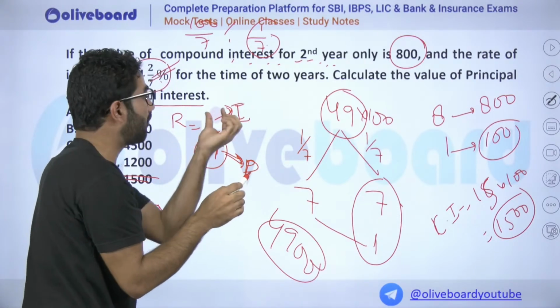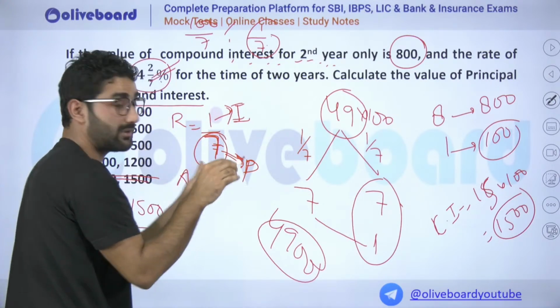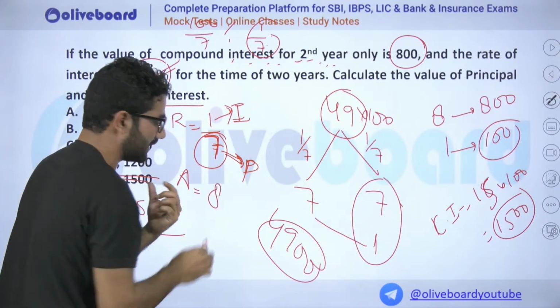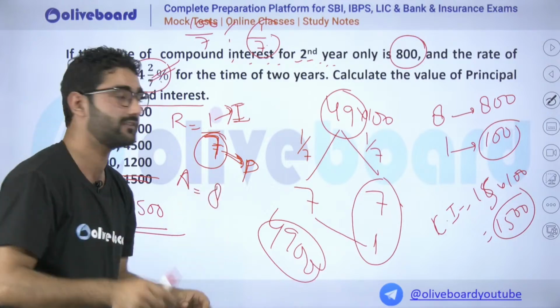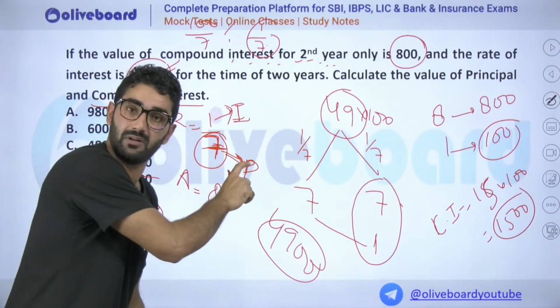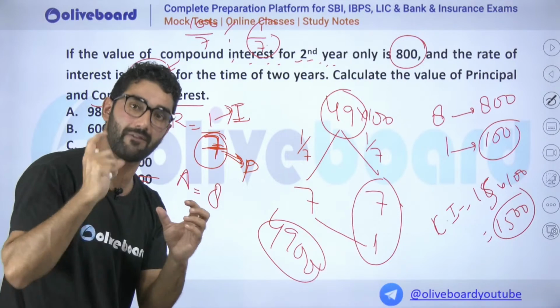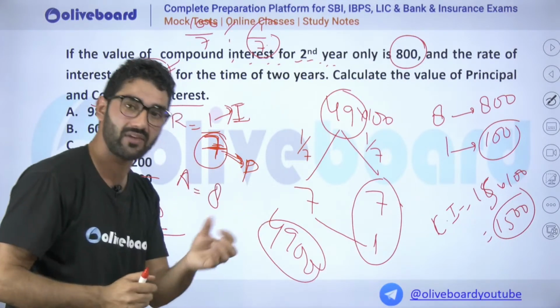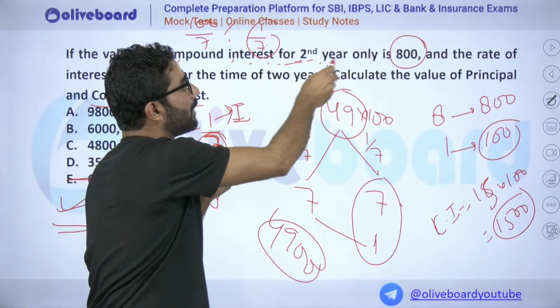If 7 is principal, 1 will be interest. Amount is nothing, principal plus interest, so the amount will be 8. Okay, you got this much. But the trick is that you take the principal amount as a reference for the ratio. Got that? How much time do we have? Sir, we have 2 years.